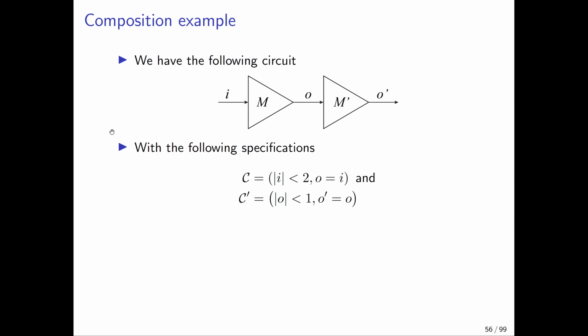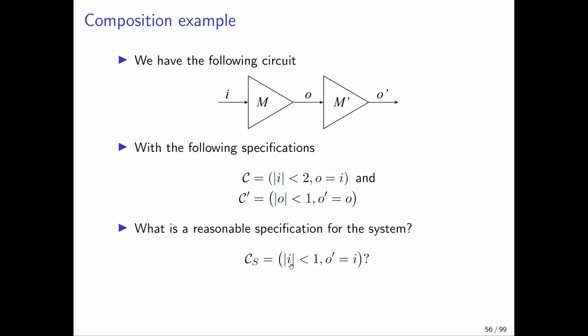Okay, so I think the composed specification is that as long as I is less than 1, then O prime is equal to I. Okay. So that's exactly what the agreement seems to be, right? Something like this. Could you, Andrea, tell us a little more? Why did you say that the system should be I less than 1, instead of I less than 2, which is what this guy has?